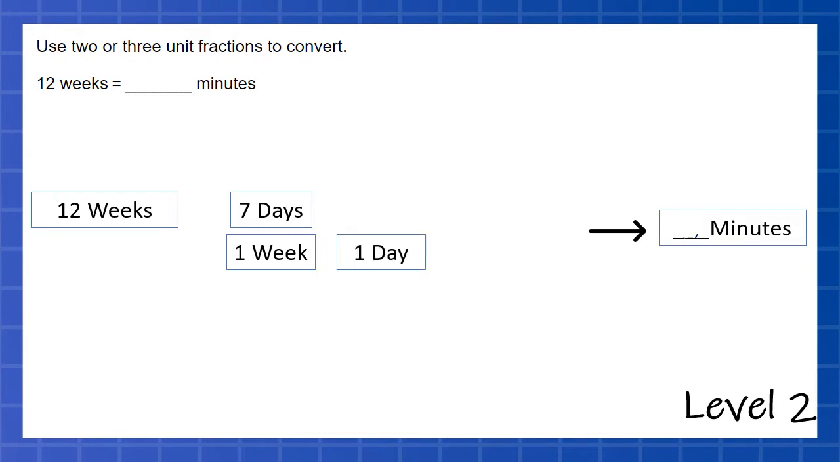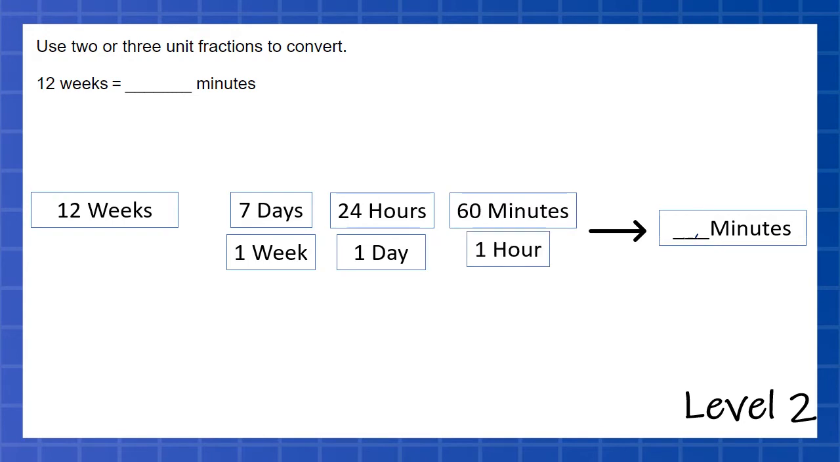Now, at this point, I want to connect days to minutes. Again, I don't really know how many minutes are in a day, but I do know I can keep making it a little bit smaller. So 1 day is 24 hours. And then finally, I can get to minutes because I can cancel out hours with minutes. So I know that 1 hour is 60 minutes.